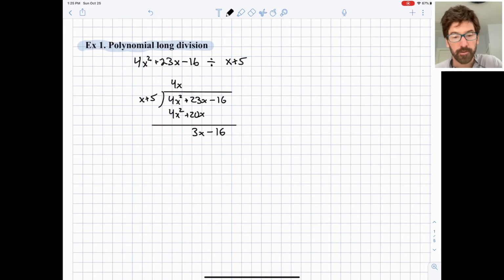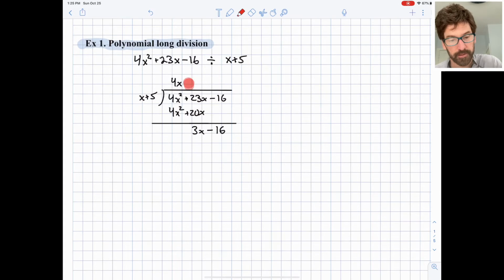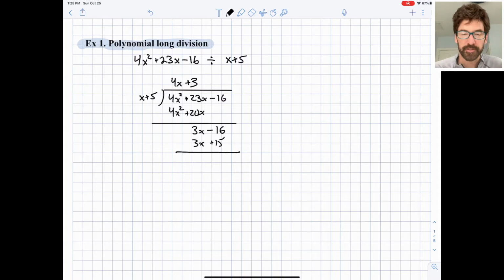All right, so once again, we just need to think about, does this term evenly go into that term? And it does. How many times does x go into 3x? Well, 3 times. All right, and then we multiply back around. 3 times x is 3x. 3 times 5 is 15. And we subtract. 3x minus 3x is 0. Negative 16 minus 15 is negative 31.